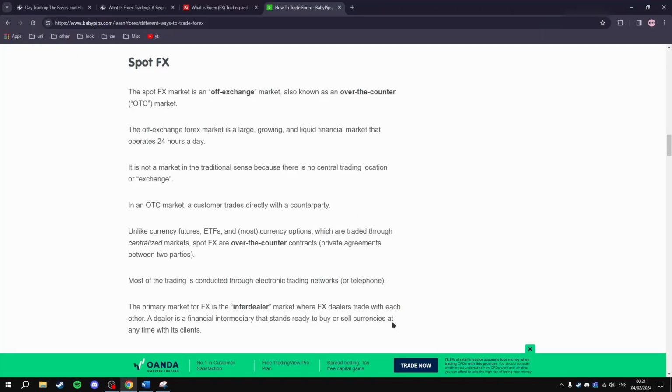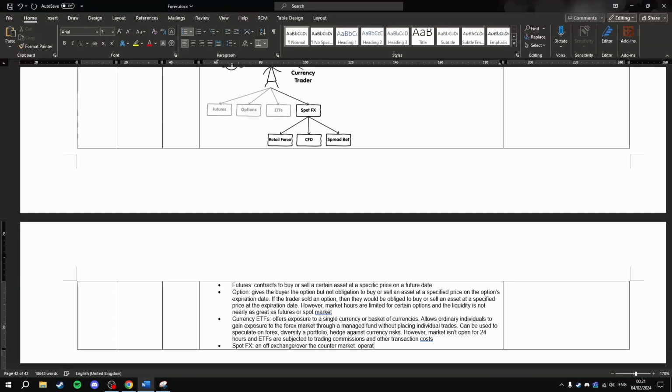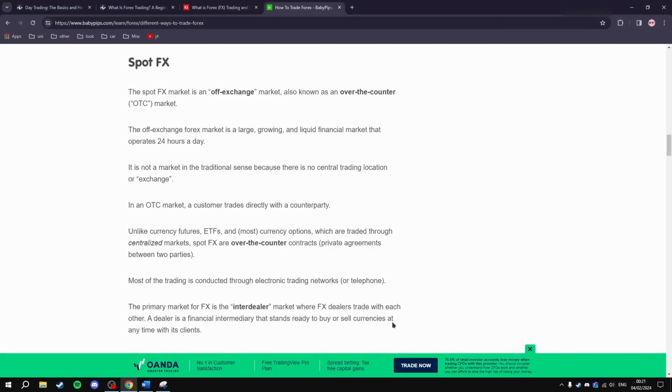The off-exchange forex market is a large, growing and liquid financial market that operates 24 hours a day. It is not a market in the traditional sense because there is no central trading location or exchange. In an over-the-counter market, customers trade directly with a counterparty.